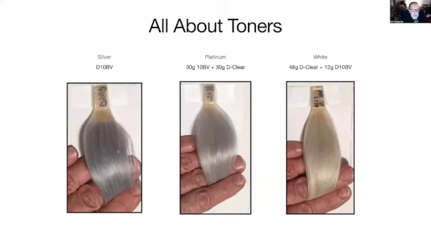Here, the only difference between silver and platinum is they're the same color, except that silver is a darker version, platinum is a lighter version.